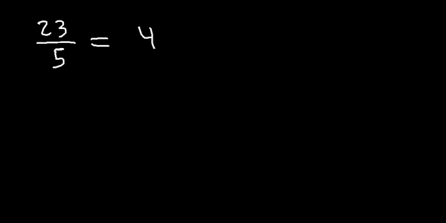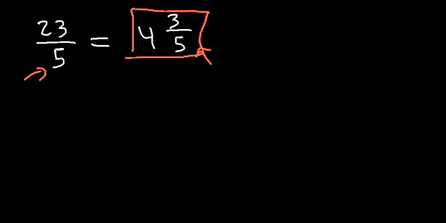5 times 4 is 20. And then you take that number, subtract it from 23. 23 minus 20 is 3. And then the denominator will always be the same. If there's a 5 on the bottom, it's going to be right here. So 23 over 5 is 4 3/5 as a mixed fraction or a mixed number.